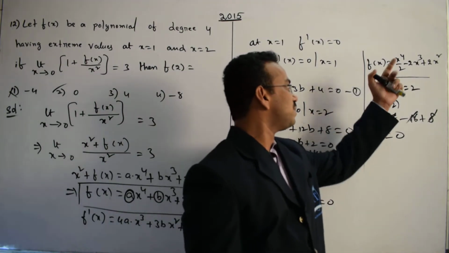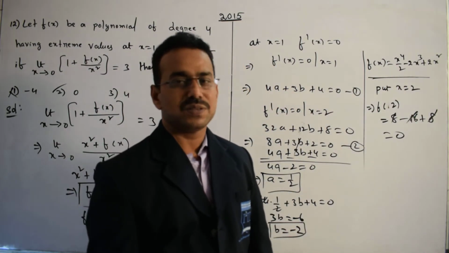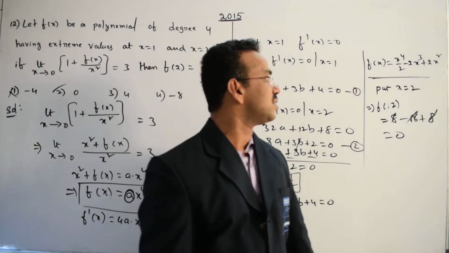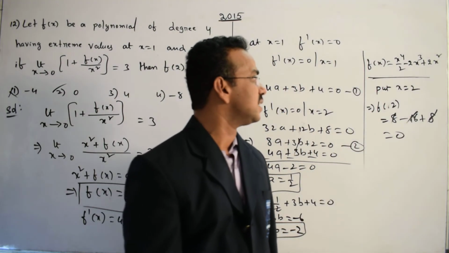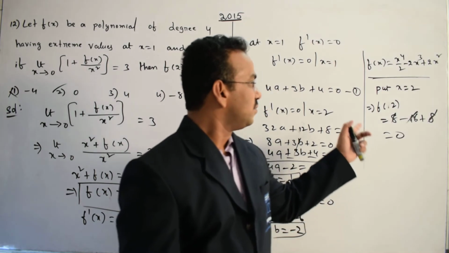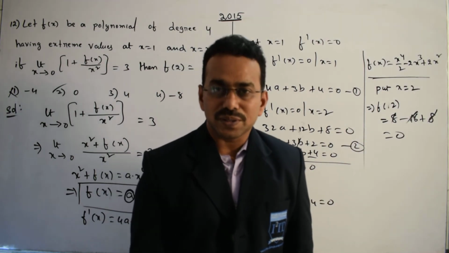So then f of x becomes, after substituting a and b, f of x equal to x power 4 by 2 minus 2x cube plus 2x square. Finally we get f of 2 equal to 0. This is the required conclusion.